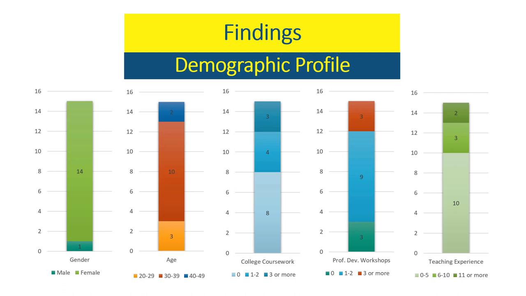93.33% were female. The vast majority belong to the age group 30 to 39 years, or 66.67%. More than half of the teachers had no college coursework on values education, or 53.33%, and the majority had attended less than 2 professional development workshops on values education, or 60%. The majority of the teachers had been teaching for 0 to 5 years, or 66.67%, and very few had been teaching for 11 years or more, or 13.33%.